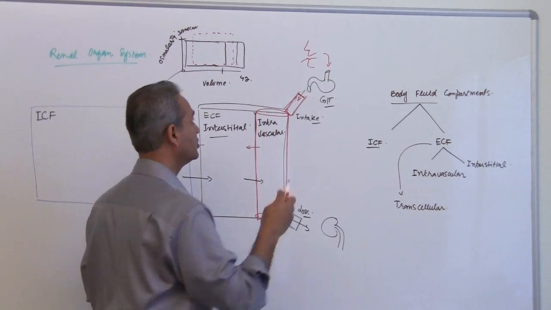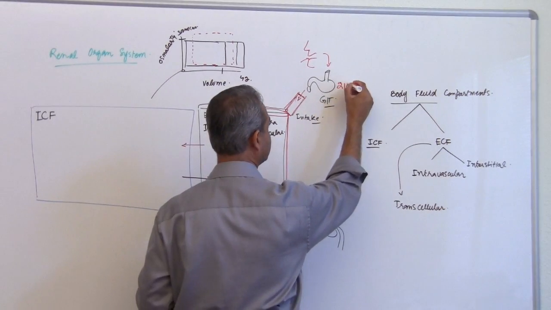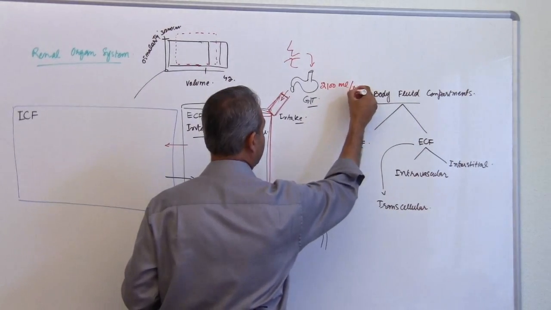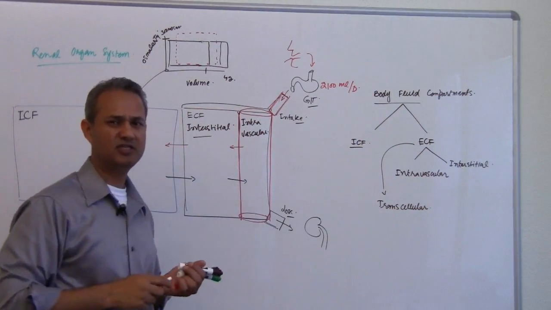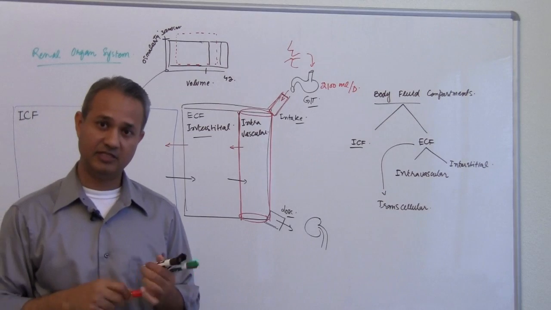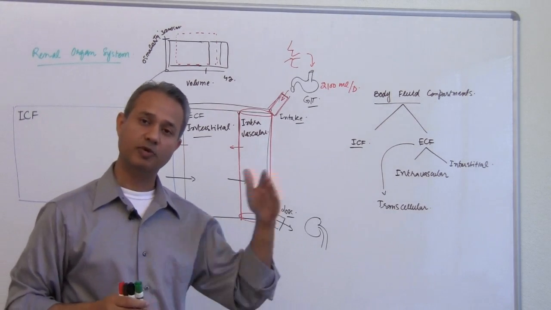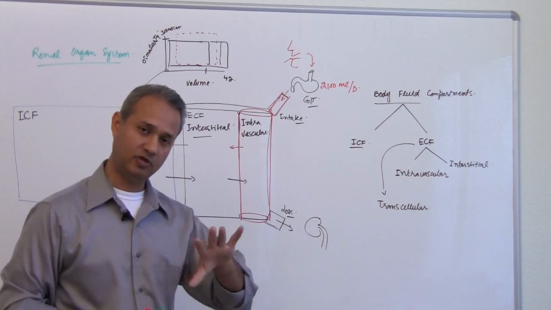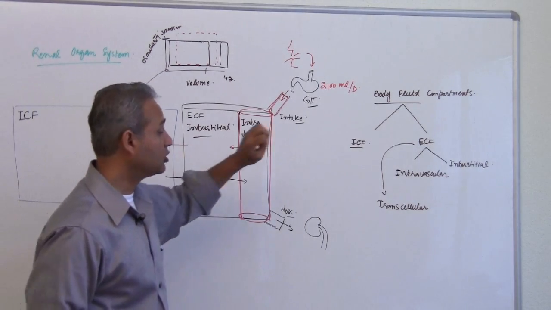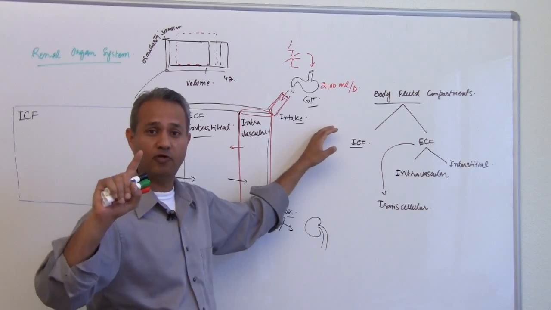So we have about 2100 milliliters per day of water intake. But this is not really hard and fast. It depends upon the person. It depends upon the temperature, weather, situation. So it could be more or it could be less. But again, we're talking about the average situation. So about 2100 milliliters of water intake per day.